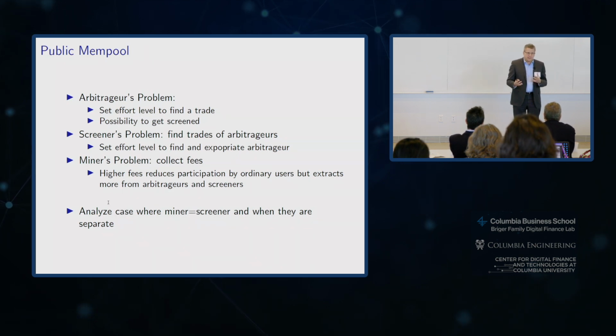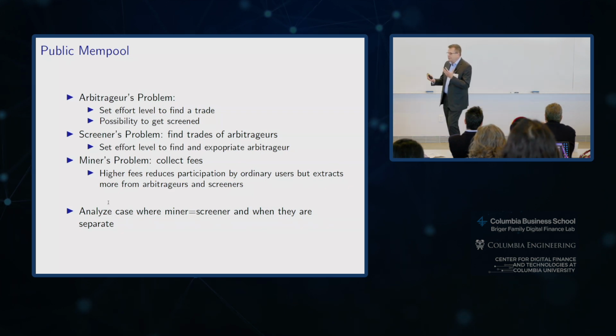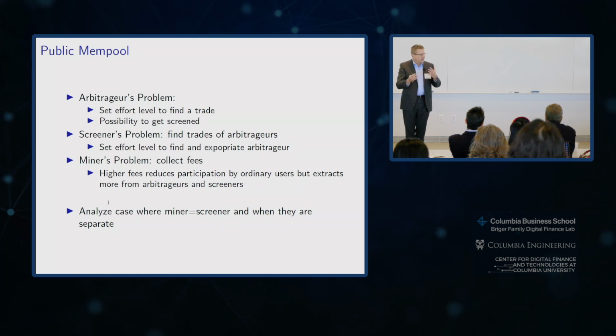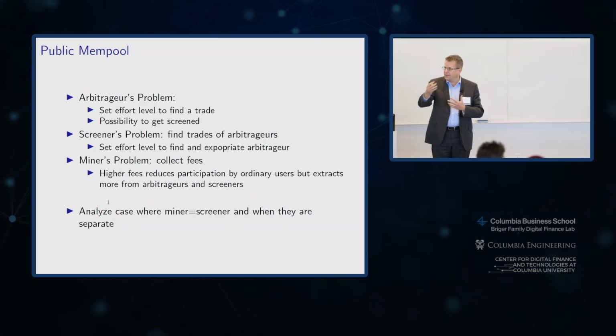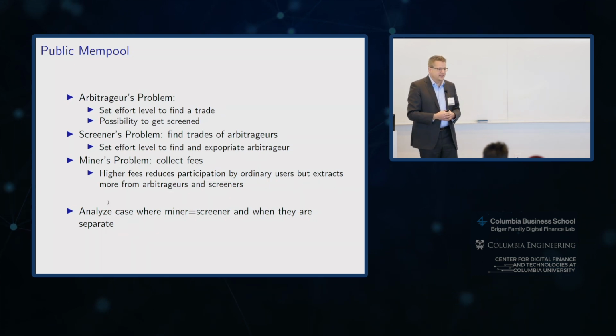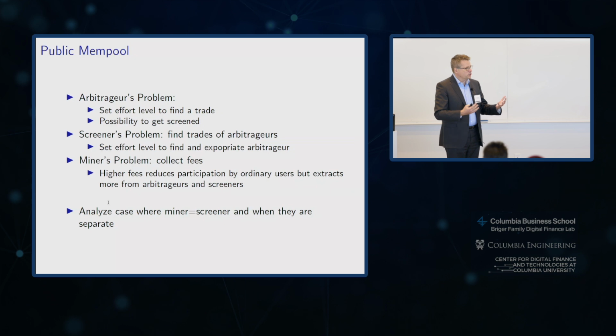So what does the screener do? The screener sets the optimal probability of finding the arbitrageur's trades, so she has to figure out how, in equilibrium, the fee level will affect the arbitrageur's incentive to find something, and then set the optimal screening effort. The miner wants to maximize fees, and so the miner also understands that higher fees change the incentives of the arbitrageur and the screener to participate in this game.